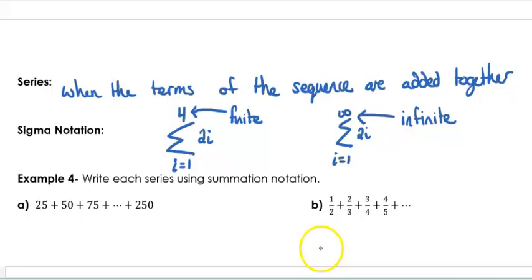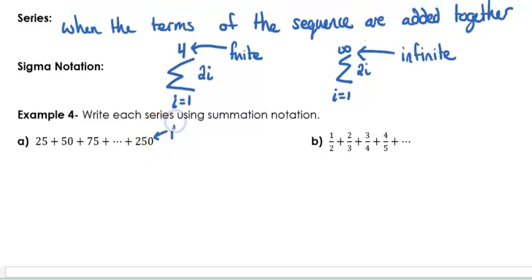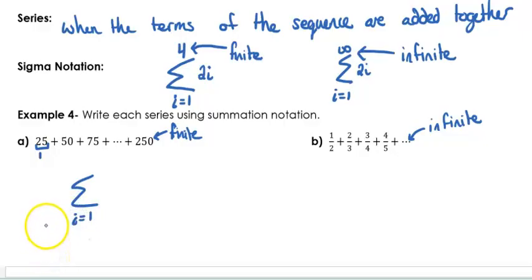All right, so these are pretty easy to figure out, because when you look down here, you see how this ends at 250. So it is a finite series. And you see how this one has a dot, dot, dot. That means it continues on. So it's infinite. Okay, so to figure out our series, this is term 1 right here. And so we are starting with i equals 1. Now we need to find our pattern. It goes 25 to 50 to 75. So it's adding by 25 each time.